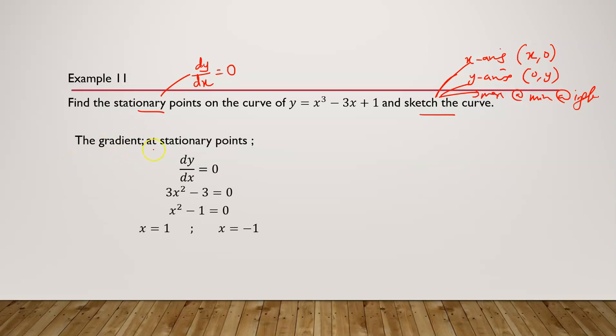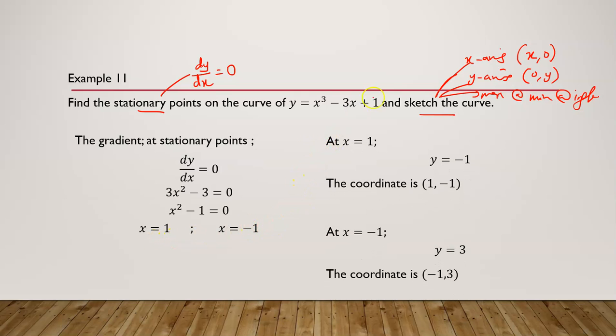So the gradient at the stationary point is dy over dx equals 0. We differentiate this, so 3x squared minus 3, and you end up with x equals 1 and x equals negative 1. Then you check at x equals 1, because they ask you to find the points, which means coordinates. Once you have the x coordinate, you have to find the y. So when x equals 1, y equals negative 1. We substitute inside here, so the coordinate is (1, negative 1).